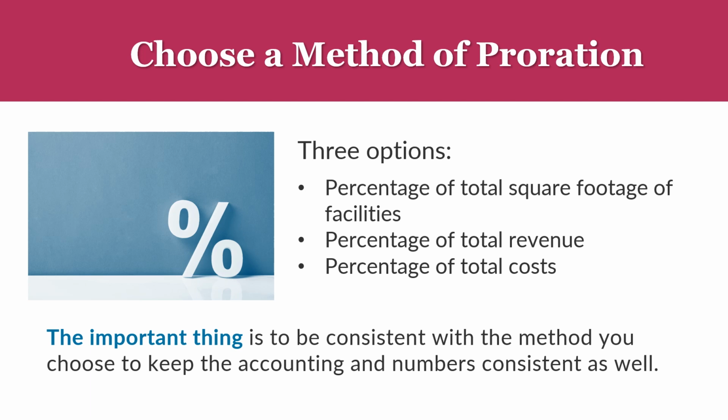Step 3 is to choose a method of proration. Figuring out exactly which expenses are eligible business expenses requires choosing a method of proration. You should stick with whichever method you choose in order to keep things consistent. 3 methods of proration that you could use are percentage of the total square footage of facilities, percentage of total revenue, or percentage of total costs.